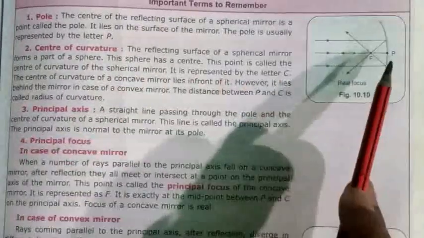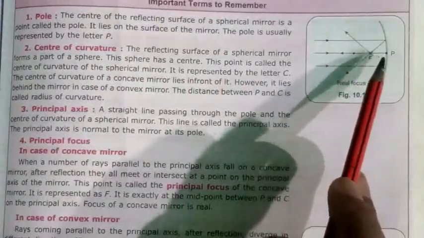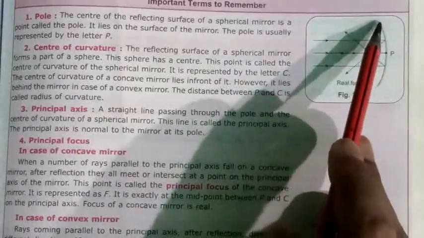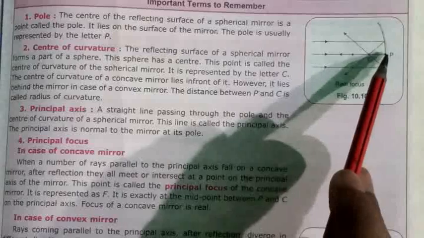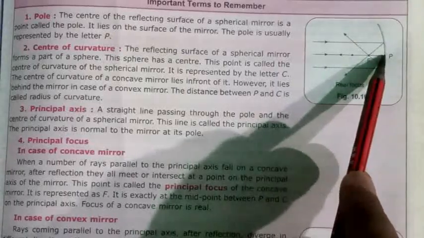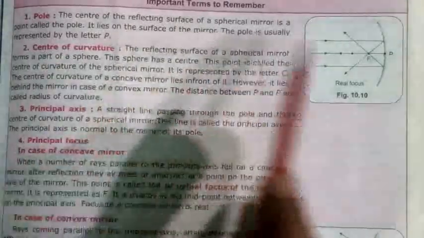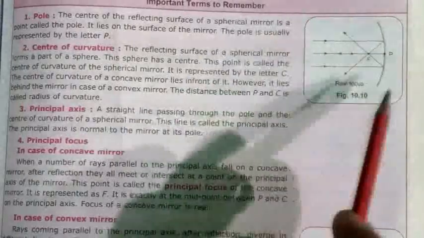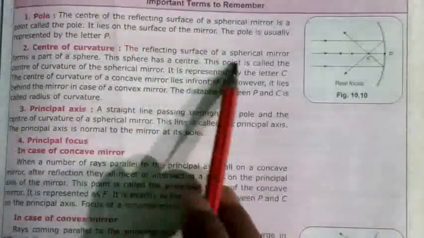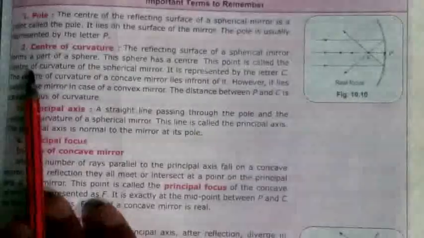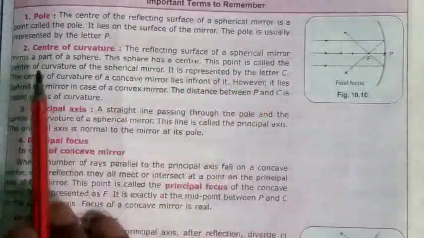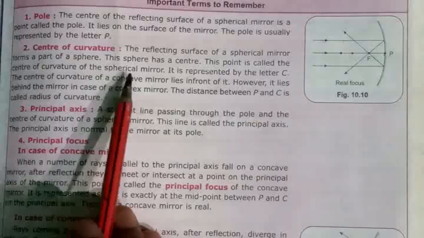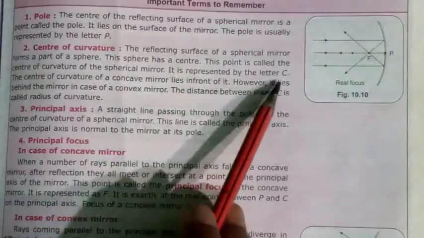Here, as we talked about, the center of this portion we have cut from the hollow ball, this center is called the pole. The center of curvature is the center of the whole hollow ball. The reflecting surface of a spherical mirror forms a part of a sphere. The sphere has a center. The point is called the center of curvature of the spherical mirror. It is represented by the letter C.